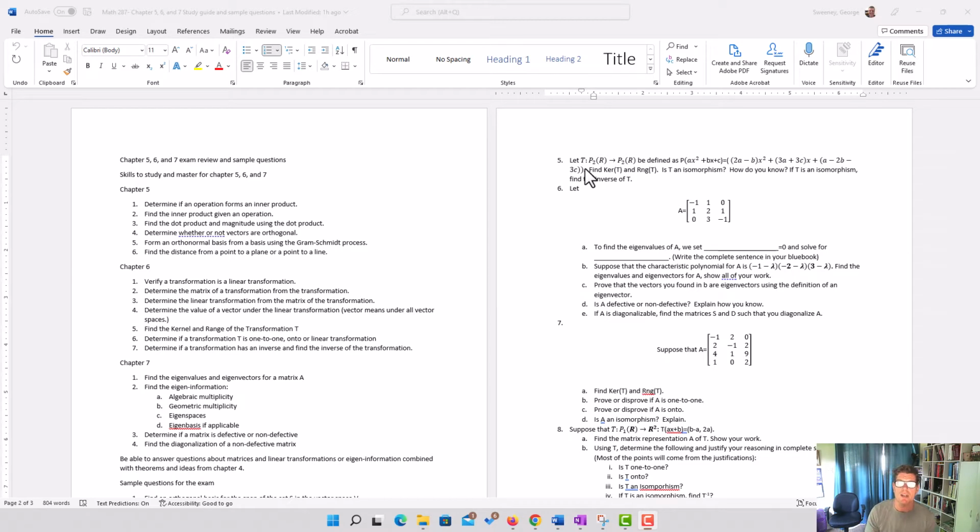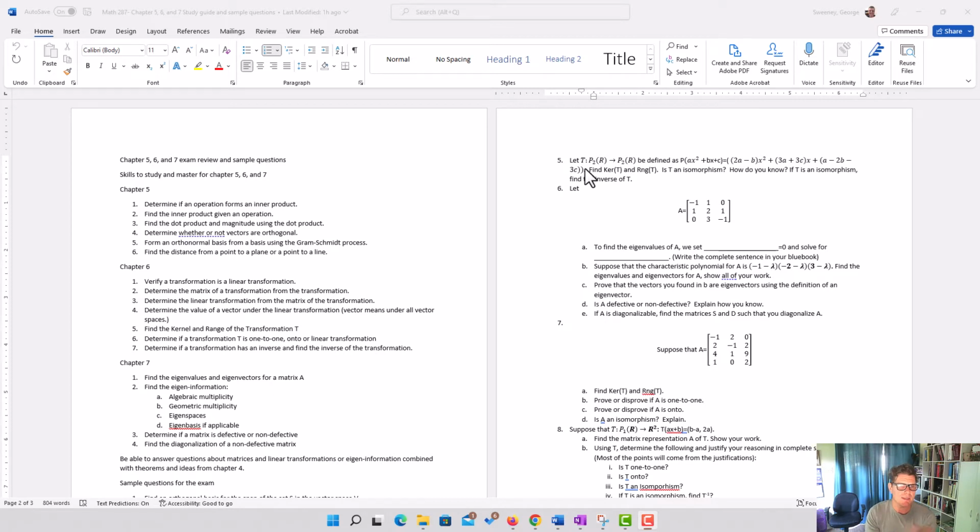Find the inner product given an operation. So I give you an operation that is an inner product, and I give you, say, for example, a set of functions, and I say, go find the inner product, you can go out and do that. So, basically that you can use an inner product when you're given it.